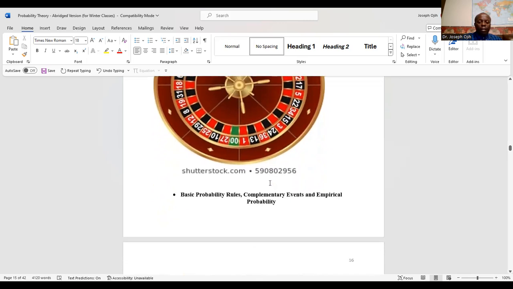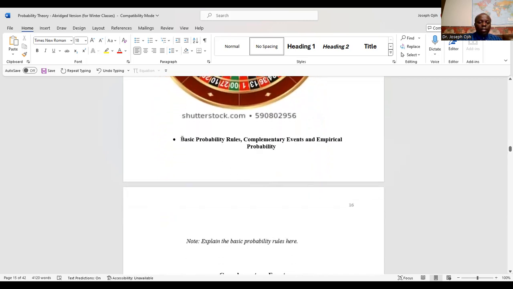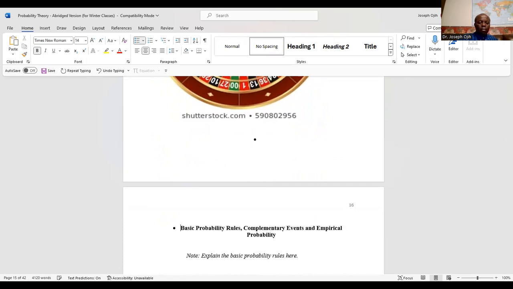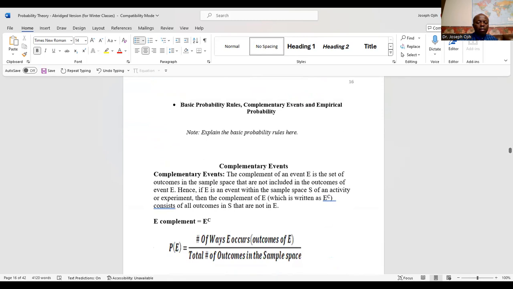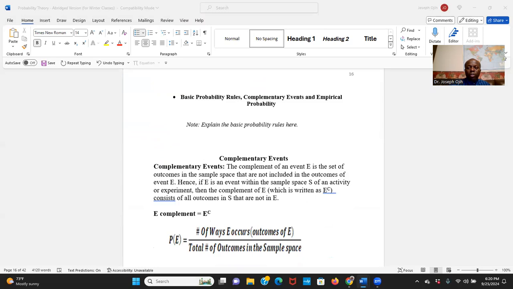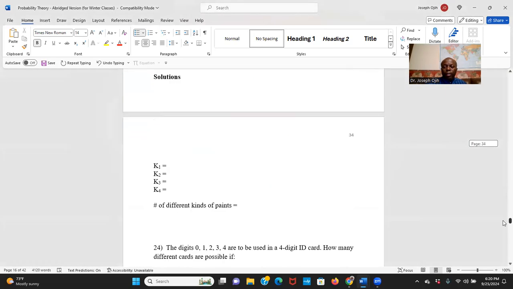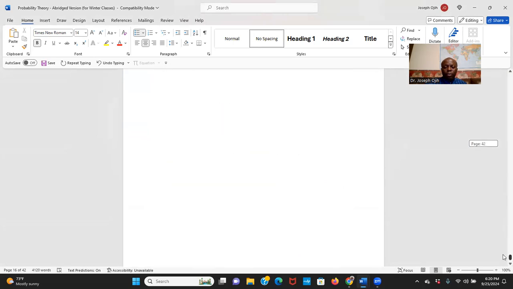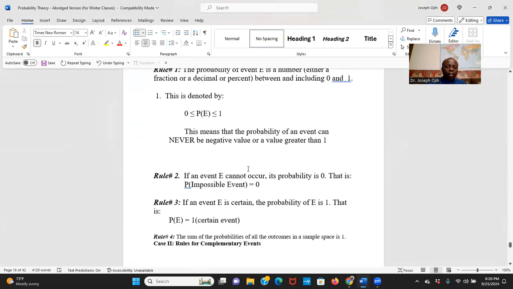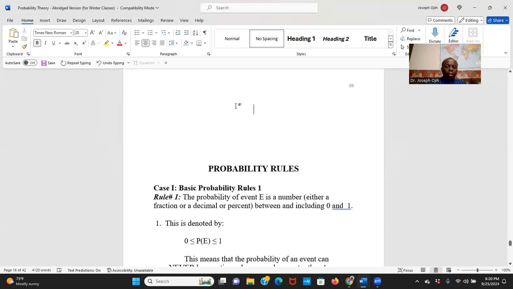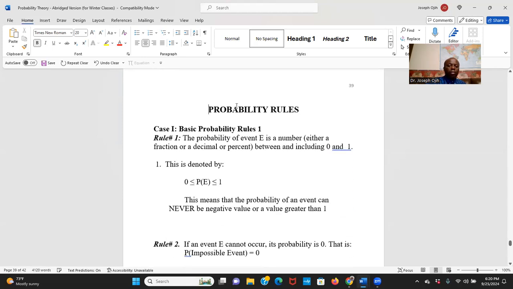Let's go to the next example. Here we'll be looking at the basic probability rules. I will take you to where the rules are located so we can examine them. These are the rules right here, inside the same document.